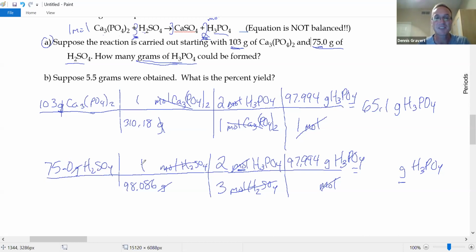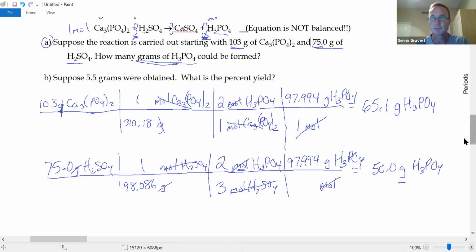So hopefully get your numbers calculated correctly. 75 times 1 times 2 times 97.994. Put that in the memory of your calculator. Separately calculate 98.03 times 3, and then the top number divided by the bottom number will give you the answer, and I got 50.0.